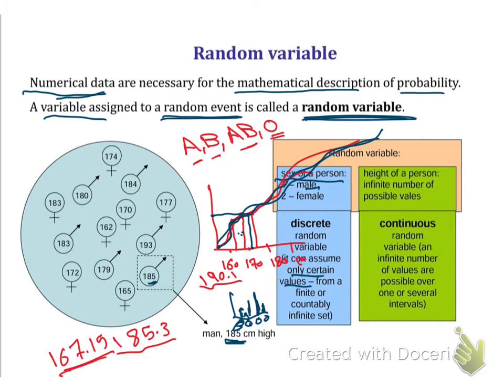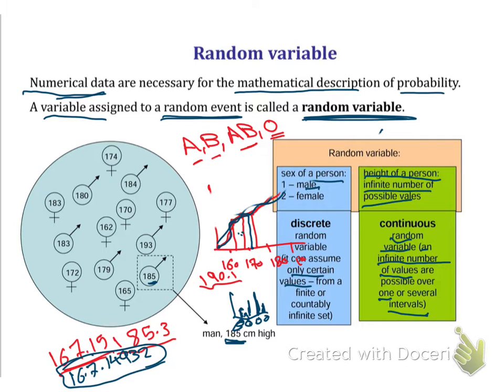So continuous data is a random variable. It is an infinite number. It can take any number, as I told you, 167.15. It could be 167.149, 14932, whatever. It depends on the accuracy of the device which you are using. So it can be infinite. An infinite number of values, any possible value, over one or several intervals, like the height of the person.